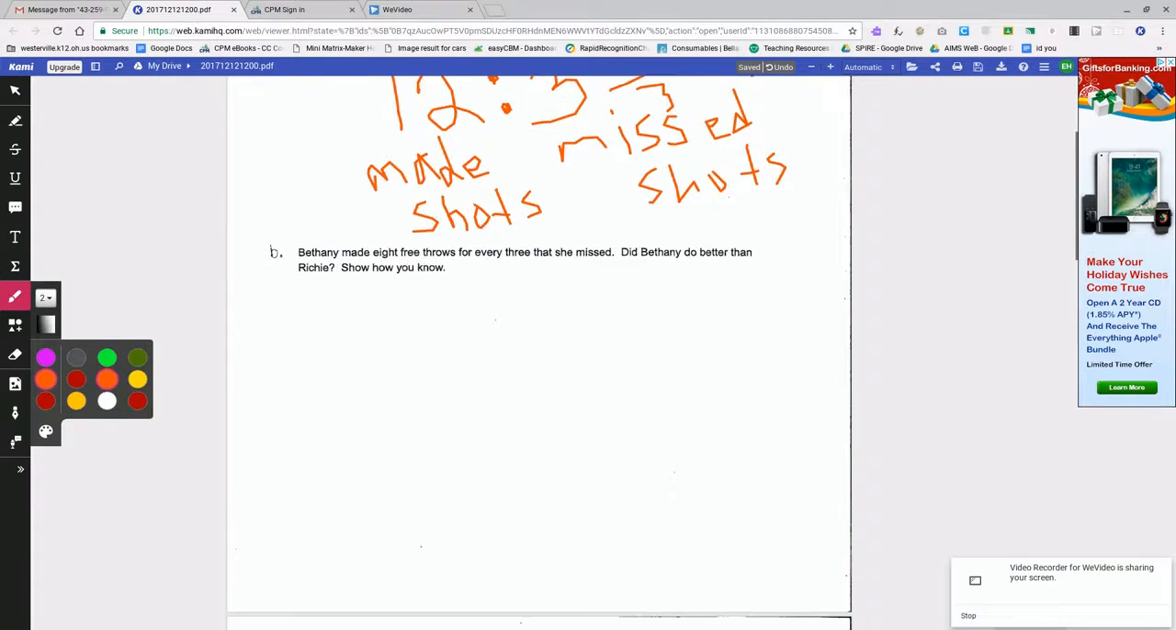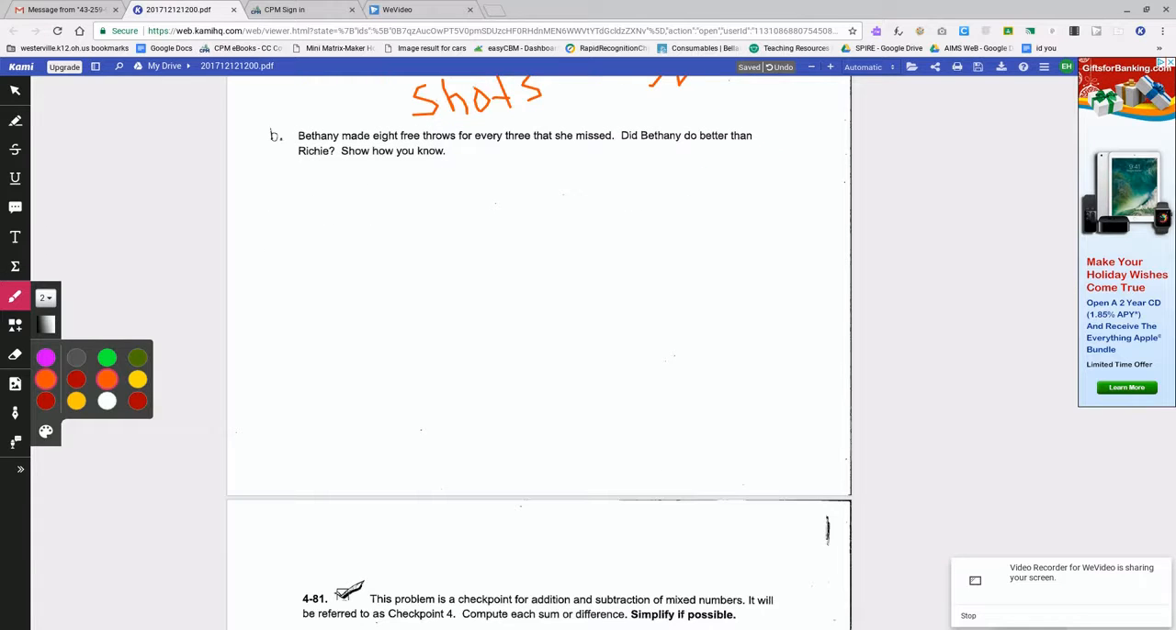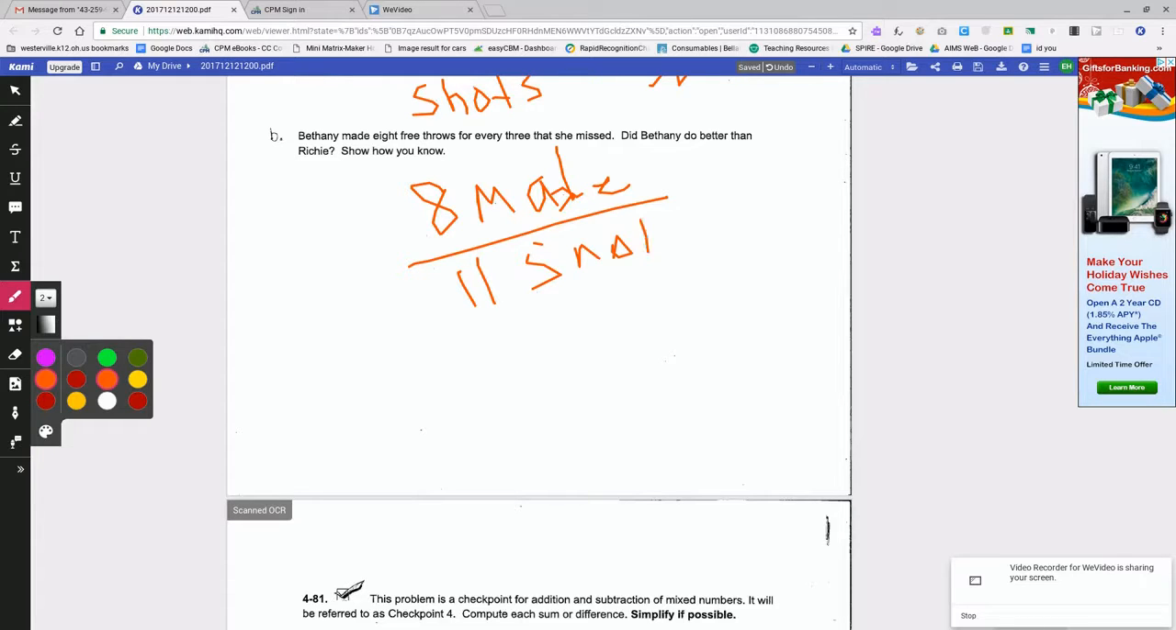Going down to the next, Bethany made 8 free throws for every 3 that she missed. So again, she made 8. She missed 3. So again, we're going to have to put her makes over her total shots. If you add the 8 to the 3 that she missed, she took 11 shots total.